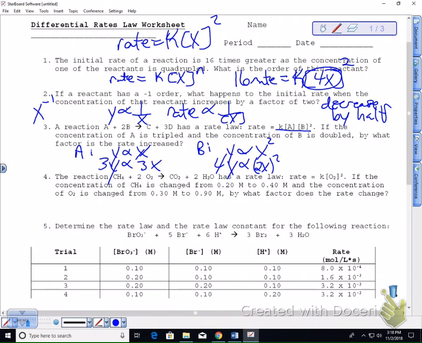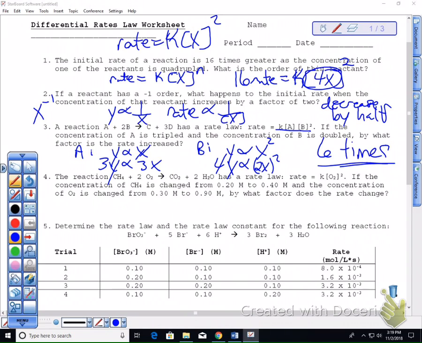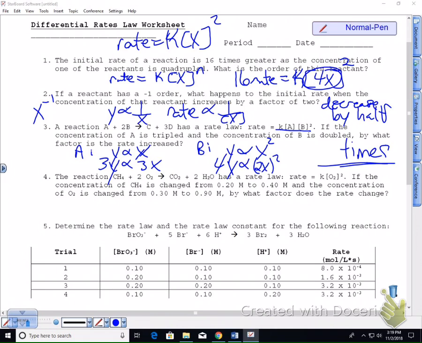Okay, so now we have to combine those. So if one triples and the other one doubles, a triple double, so to speak, is 6 times. So 6 times greater. It appears I do bad math. Thinking about that, that's terrible. I promise I can do math. So let's say that again.